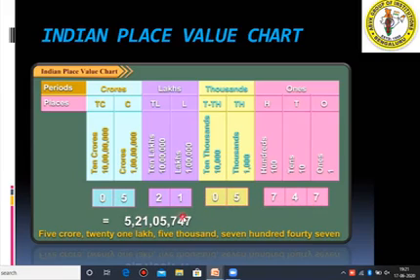So this number, how are you going to read it? First, when you write the number like this, you have to place the commas. In the Indian place value chart, how do we place commas? First 3 digits, that means the ones period. After the ones period, you have to place the comma.